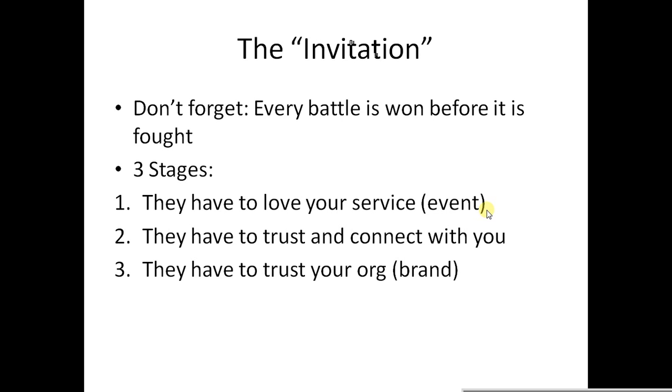So these are the things you have to do. They have to love your service. They have to trust and connect with you. And these things, by the way, will take a little bit of time. It's not going to happen overnight. But here's the thing: it's better to have a few committed members instead of having 1,000 uncommitted members. So this invitation is really about that.